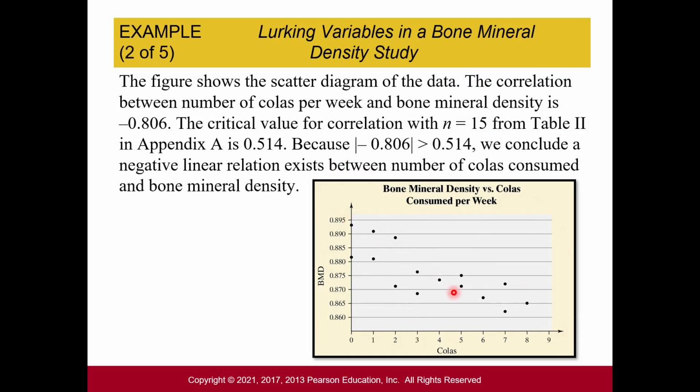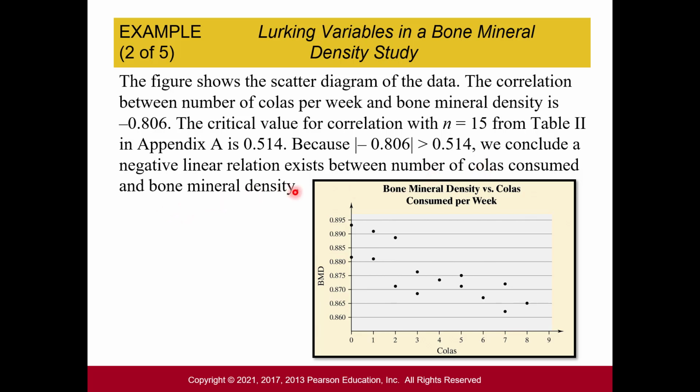So here's our scatter diagram for our data. The correlation between the number of colas per week and bone mineral density is negative 0.806. So notice this is fairly close to negative 1. The critical value for correlation with sample size of 15, if we go to our table 2, the critical value is 0.514. So if we take the absolute value of our correlation coefficient, 0.806 is greater than our critical value of 0.514. So we conclude that there is a negative linear relationship between the number of colas consumed and bone mineral density.